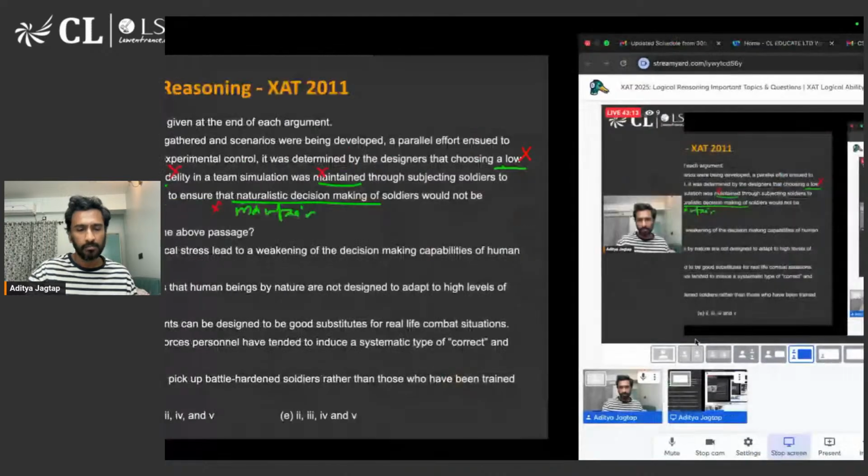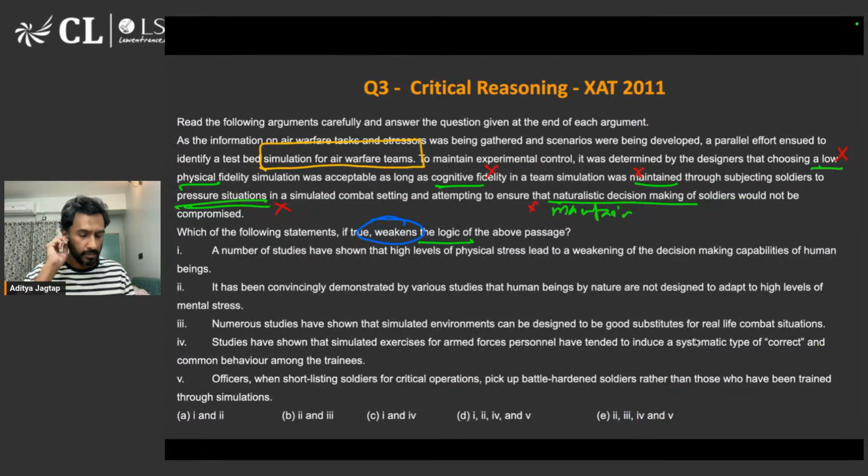All right. Percentile and other things can be discussed with someone else. I don't have the time frame for it right now.